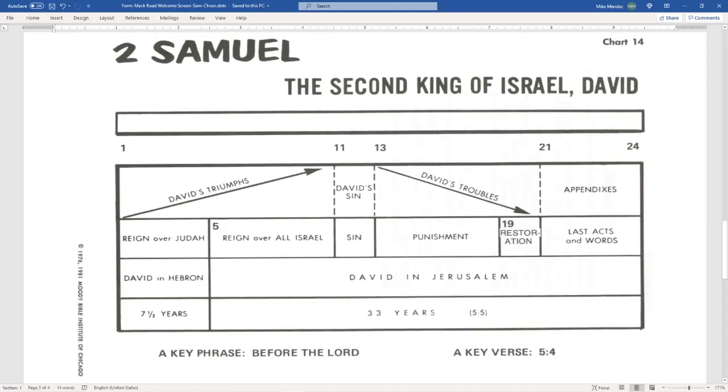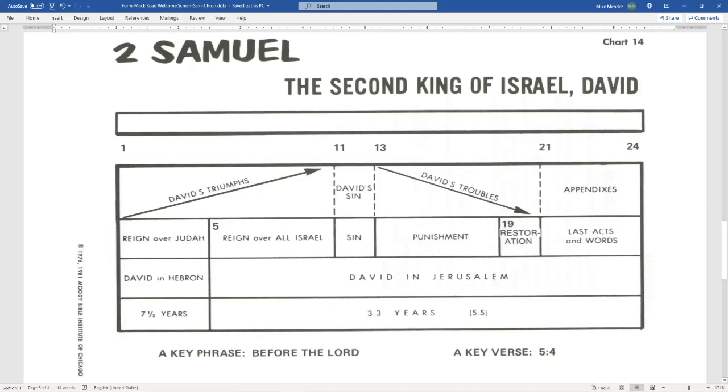And that's what we have here as David's triumphs, or his victories and his successes, are being increased. And then until he sins with, of course, Bathsheba, and then we notice David's trouble starts after that. And so what we have here is the reign of David over Judah in this section here. That covers this section, and then we have David in Hebron, and so that's what we have here. And then you have 7.5 years, and so that makes 33 years in all for David to be ruling and reigning. So remember that he reigns over Judah first. Then he reigns over all of Israel.